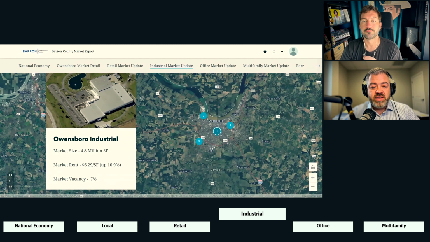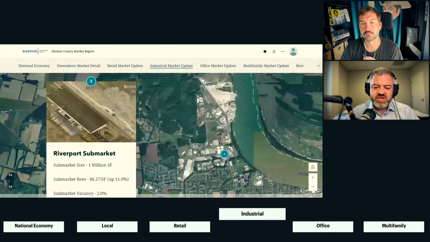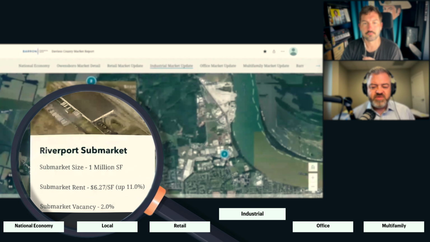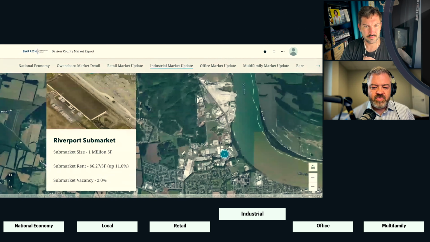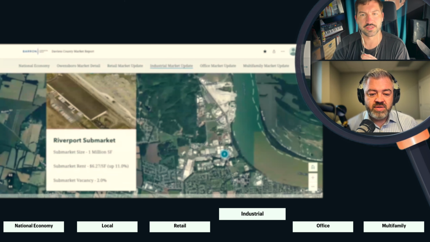Here is submarket number one. This is the Riverport submarket. There's about 1 million square feet of industrial here. It leases at about $6.27 per square foot. That's such a difference between the square foot cost of retail and industrial.